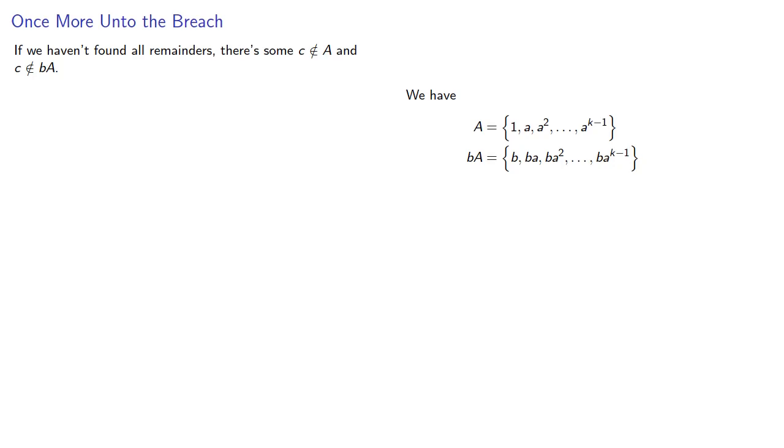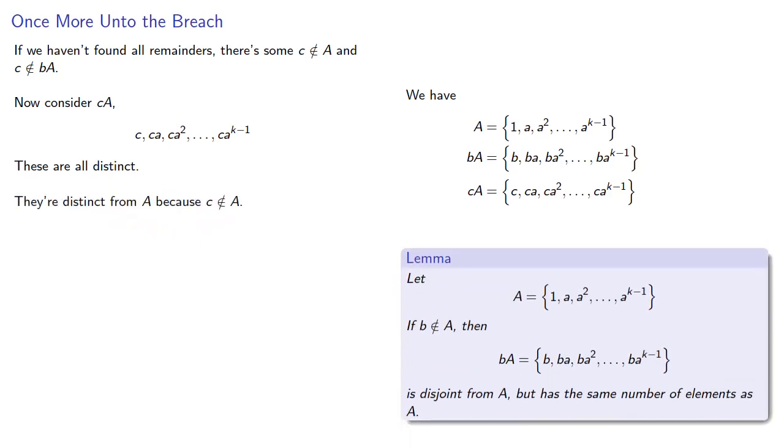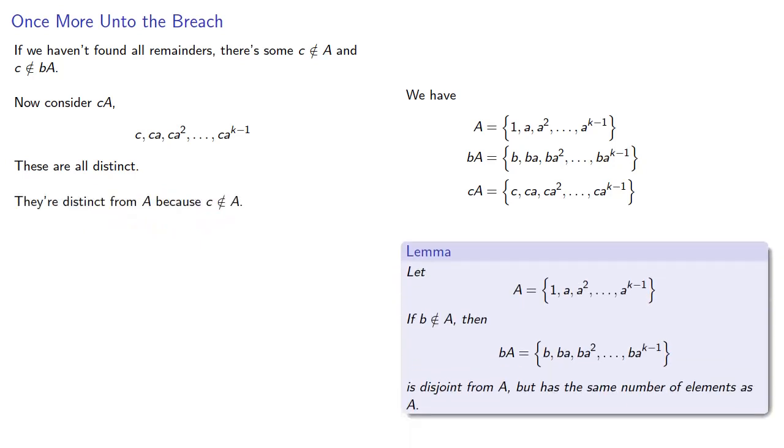So let's consider cA, again, the product of c times each of the powers. And again, they're all distinct. They're all distinct from A because c is not in A, and we have our lemma. And they're distinct from bA because c is not in bA. We can't use our lemma for that, which means we have to prove this statement.